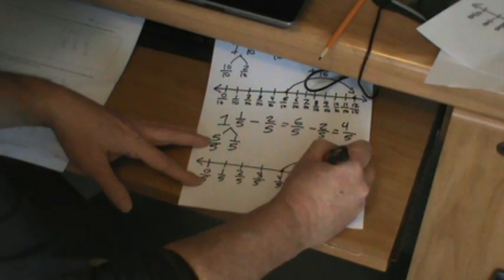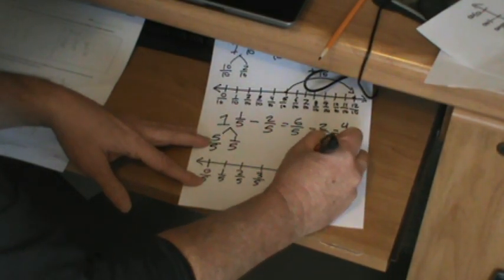But now let's use addition to show that we're right. We're going to add 2/5. And it proves that we are indeed correct.